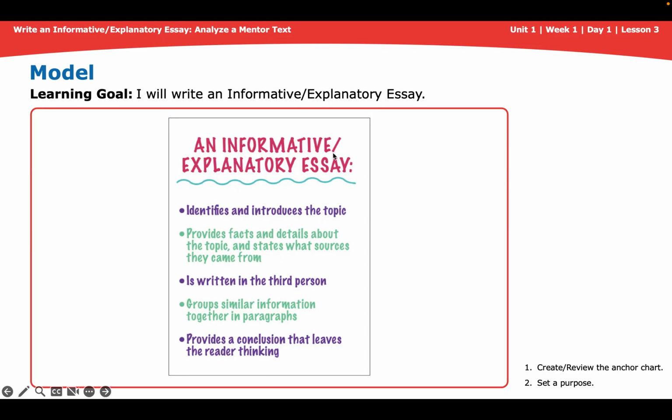This is our anchor chart that we can look at when we are writing our informative essays. This is what good ones have. So it identifies and introduces the topic. It provides facts and details about the topic and states what sources they came from. It is written in third person, so you're not going to have like I or my in it. It's going to be told from an outside perspective. It will group similar information together in paragraphs, and it will provide a conclusion that leaves the reader thinking.